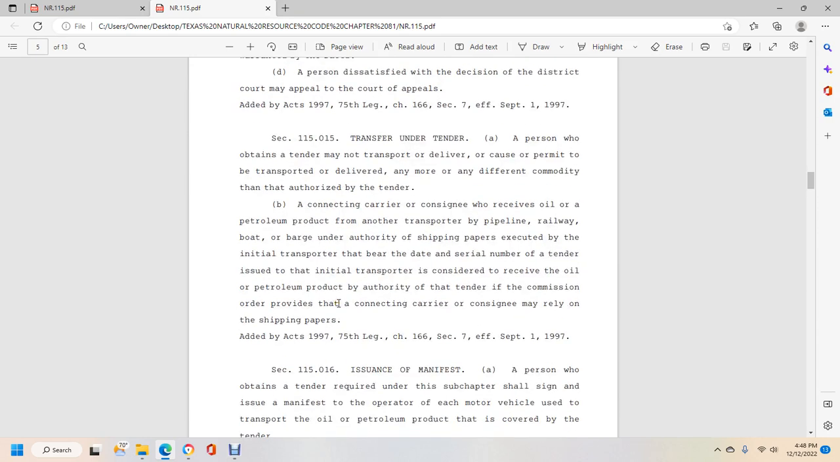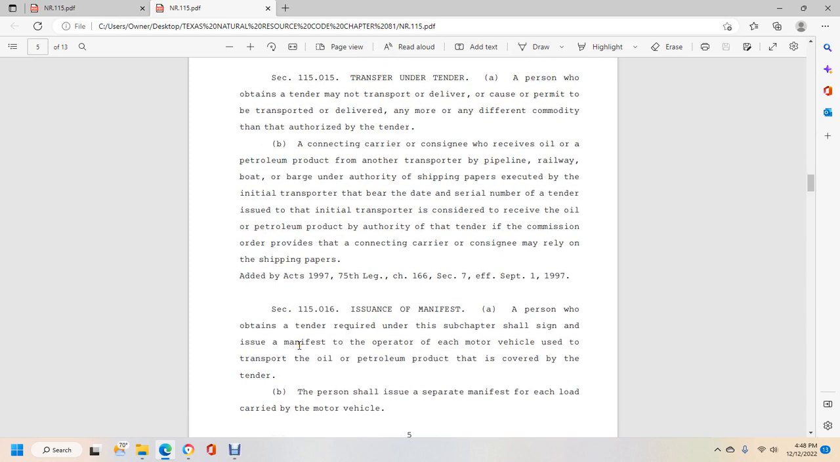Where a consignor receives oil or petroleum product from another transporter over a pipeline, railway, boat, or barge under the authority of a shipping paper that bears the date and serial number of the tender issued for the initial transport, the consignor may receive the oil or petroleum product with the authority of the tender from the commission, in the order provided by the connection carrier. The consignor may rely on the shipping papers. Added in 1997.